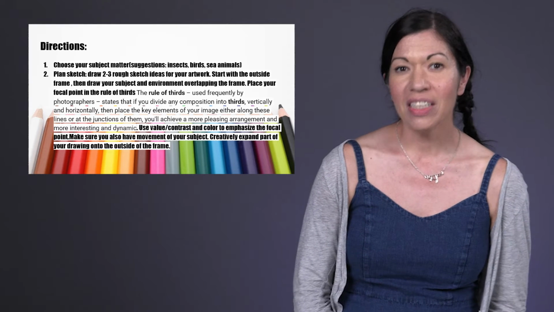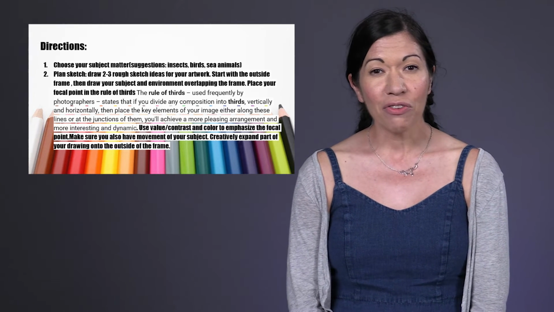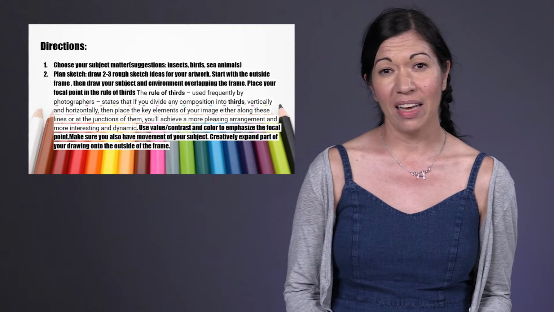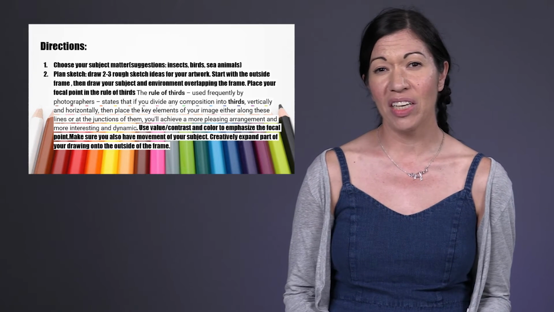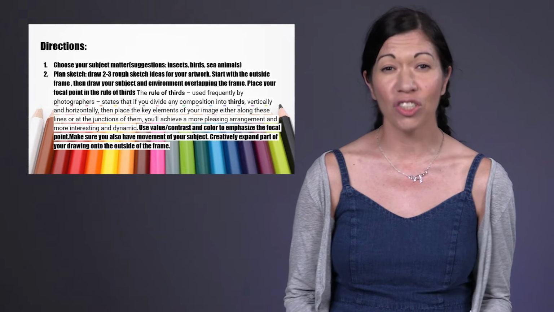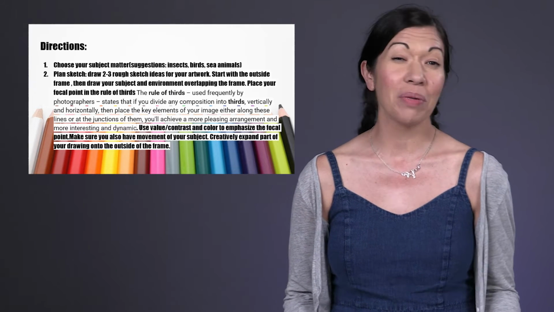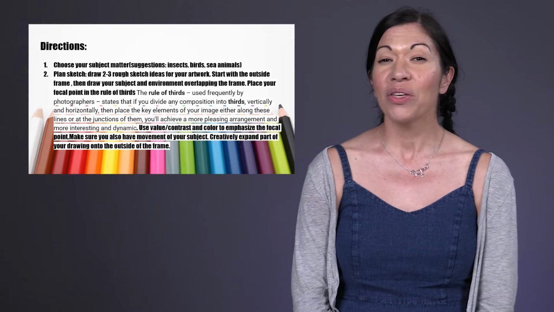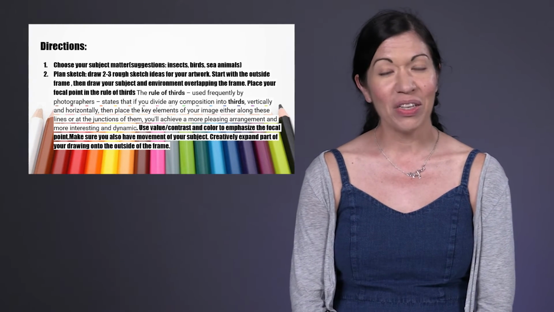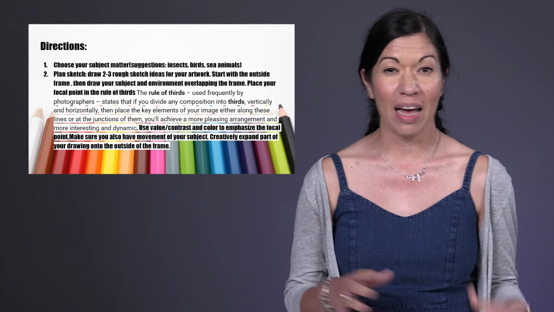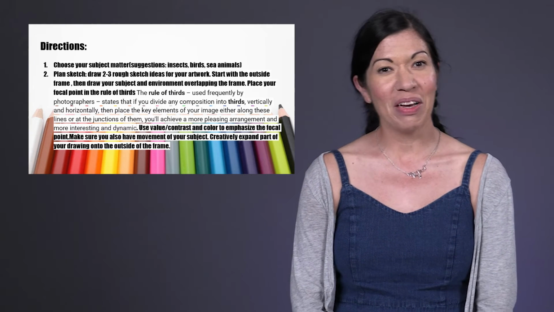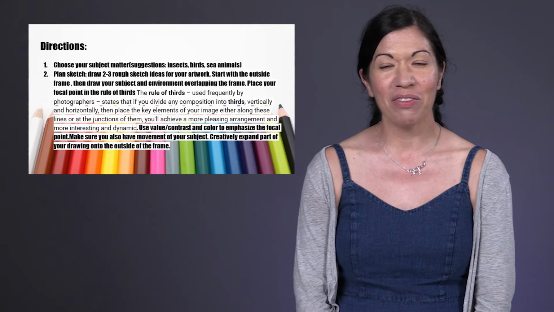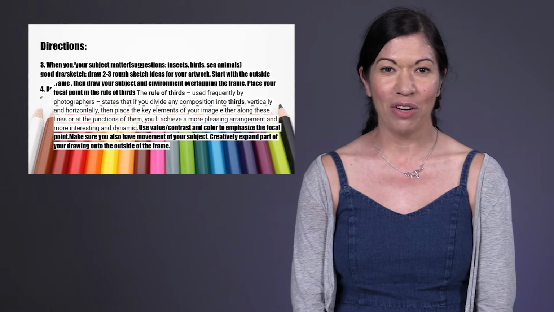The rule of thirds, used frequently by photographers, states that if you divide any composition into thirds vertically and horizontally, then place key elements of your image either alongside these lines or at the junctions of them, you'll achieve a more pleasing arrangement, a more interesting and dynamic work of art. Use value and contrast and color to emphasize a focal point to create that movement. Make sure you also have movement of your subject. Creatively expand part of your drawing into and outside the frame.